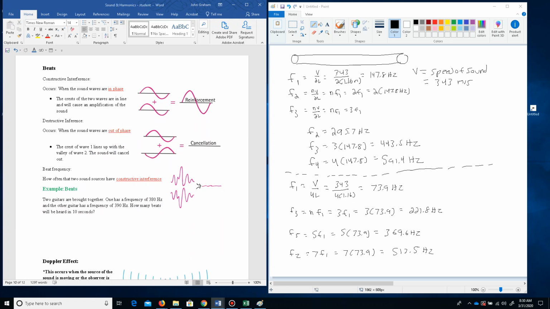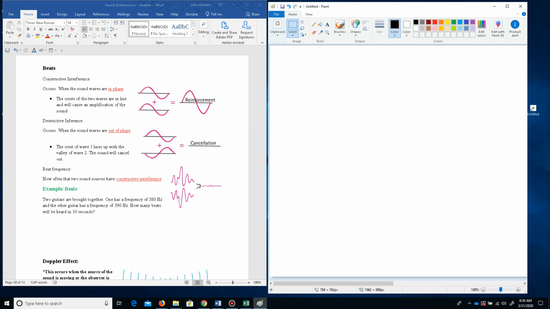Alright, so the last two things we're going to do are beats, and then the Doppler effect, which I do like. For beats, we're not going to get into a whole lot of detail, just want to mention it because it deals with some things that would definitely be brought up in Physics 2.